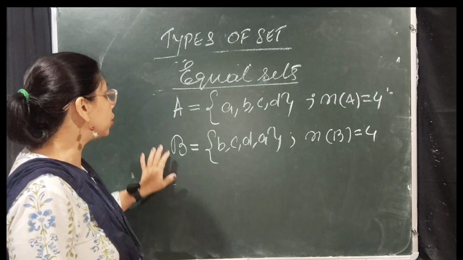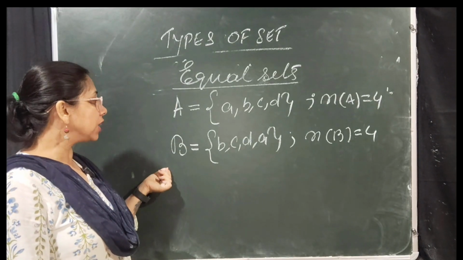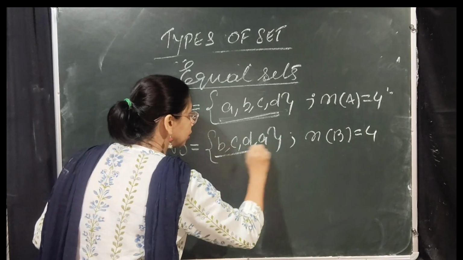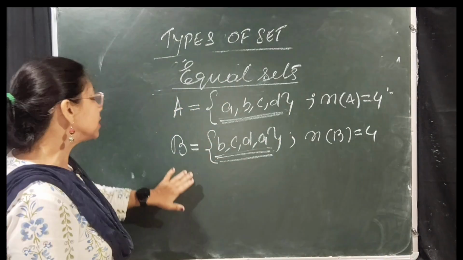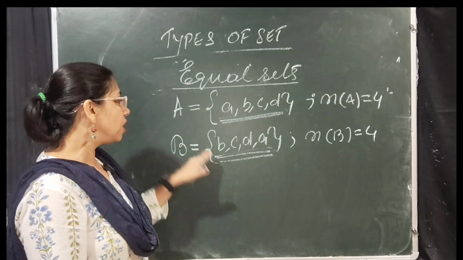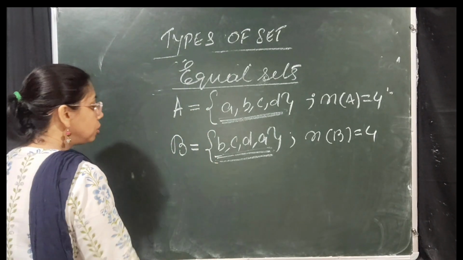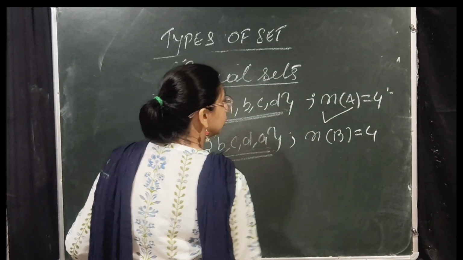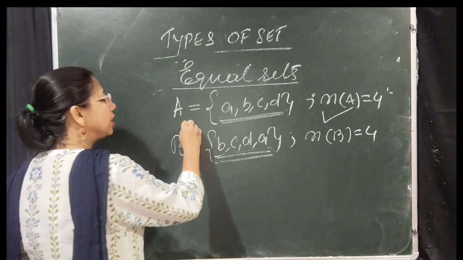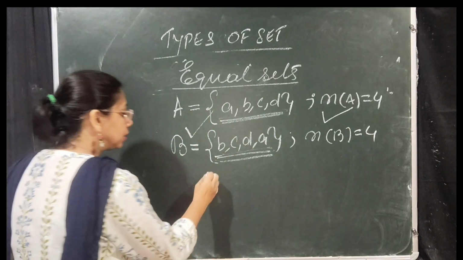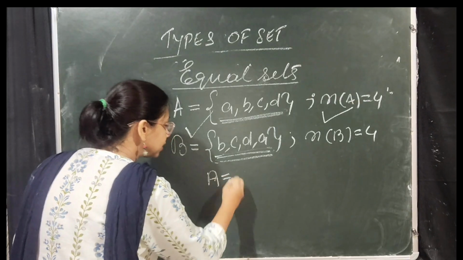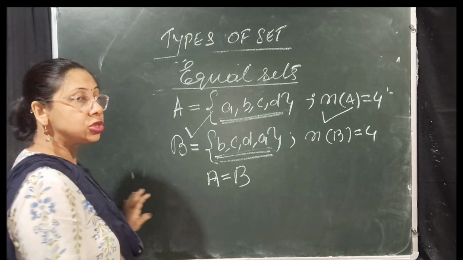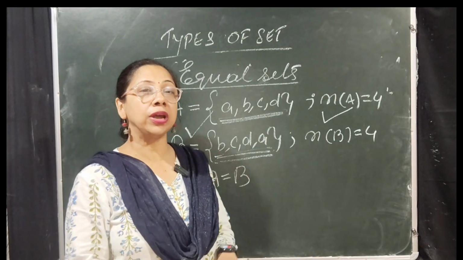Now, in these two cases, what is the most interesting part? We can see that all the elements of set A are same in set B. Same element in both the cases. So, when two sets are having equal number of elements at the same time, elements are same, then we can say the set A is equals to set B. So, this is what? Equal set.